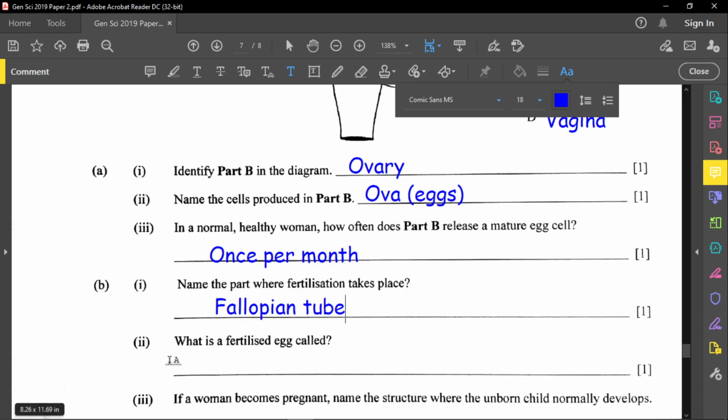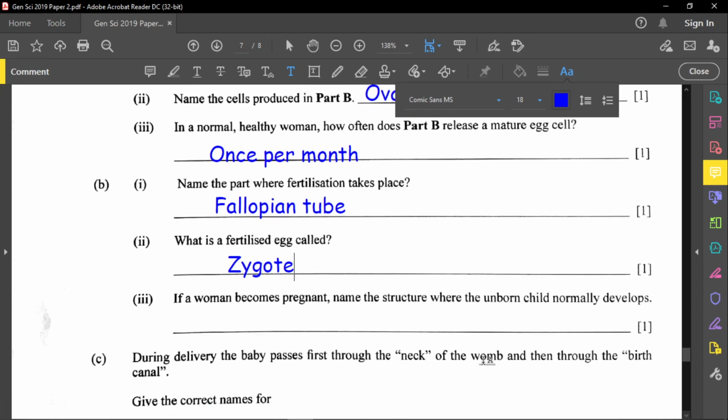And part 2 of B asks, what is fertilized egg called? So fertilized eggs, they are called zygote. All right, so the fertilized egg is called a zygote. All right, so next question here now. It asks now, if a woman becomes pregnant, name the structure where the unborn child normally develops, and the unborn child will develop in the uterus.